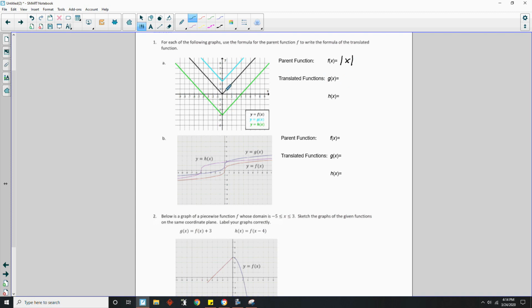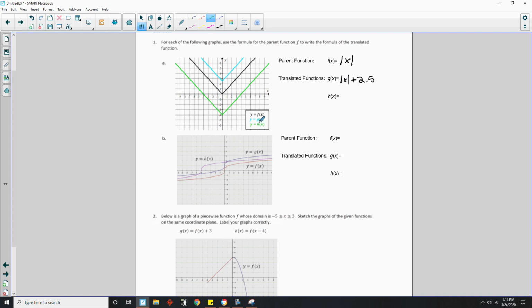The translated function g of x, and they give us the color coding here, that's the turquoise g of x up here. You need to be careful there. That is not shifted up 2, it's not shifted up 3, it looks like it's shifted up 2.5, and a shift up is an addition or subtraction. Up and down is outside, so g of x is the absolute value of x, and then it's shifted up, so it's plus, the vertex is shifted up 2.5. I'll use a decimal. So g of x is the absolute value of x plus 2.5.